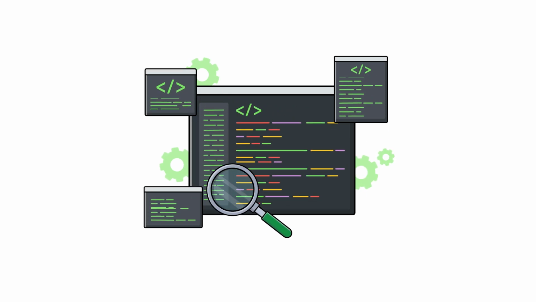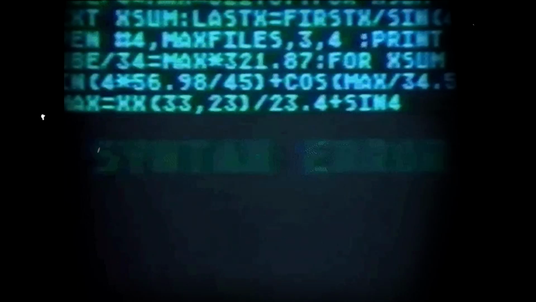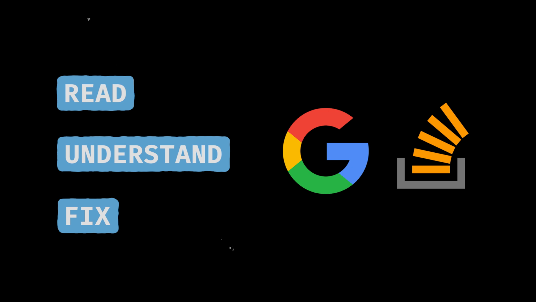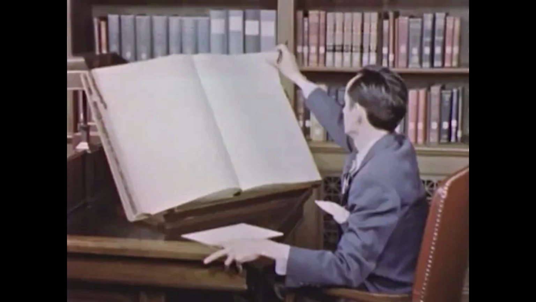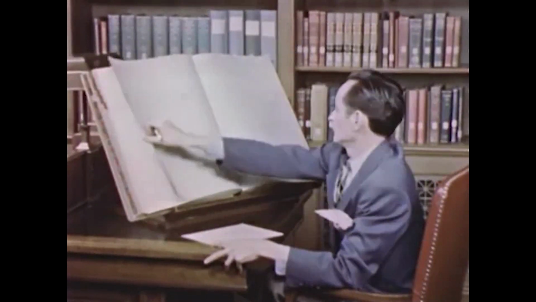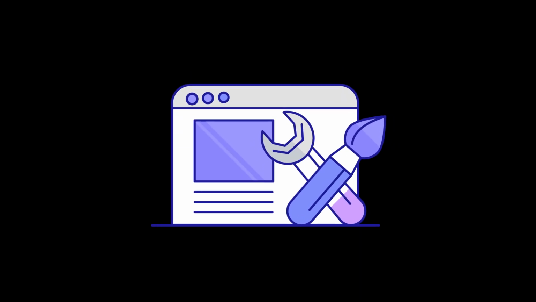And sometimes your code will throw an error message at you, and it might look cryptic, but the key is to read it, understand it, and fix what's causing the error. Trust me, Google and Stack Overflow are your best friends here. If you're stuck, look up the error. Chances are someone else had the same problem and solved it. And that's the magic of debugging, learning from your mistakes and using all the tools at your disposal to fix them.